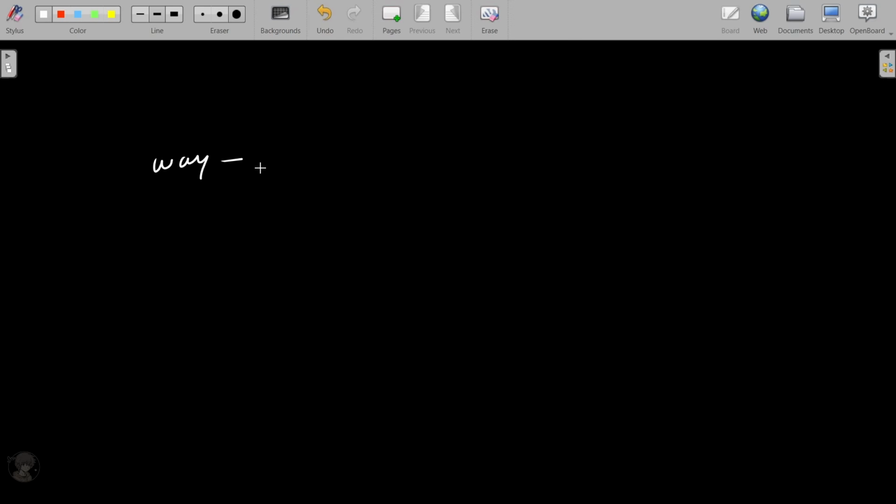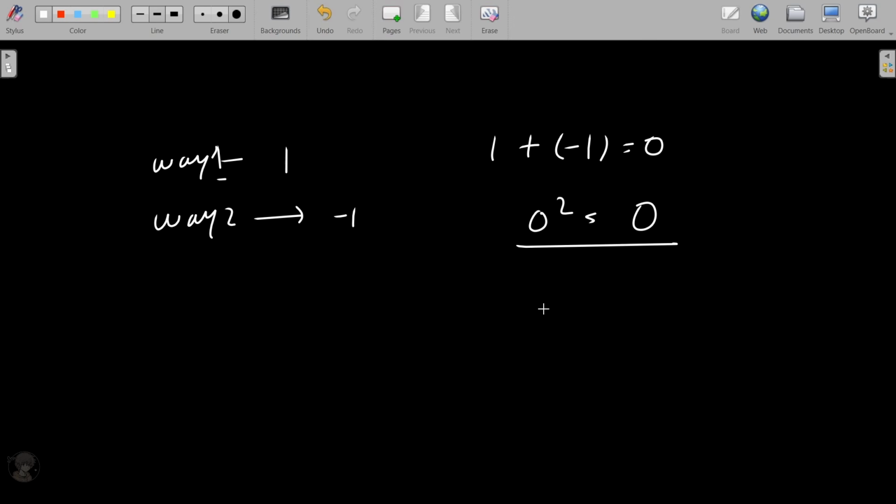Way 1's amplitude is 1, way 2's amplitude is -1. If we add that, 1 plus -1 equals 0. Then if we square it, it becomes 0. So the final probability is 0. The two contributions cancel. That is interference. Classical probability couldn't do this.